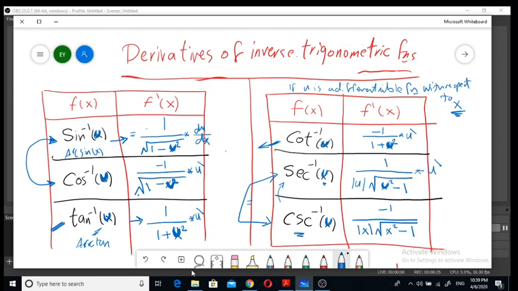And the first derivative of cosec inverse u will be negative 1 over absolute value of u times square root of u squared minus 1 times du by dx, multiplied by the first derivative of the inside function.